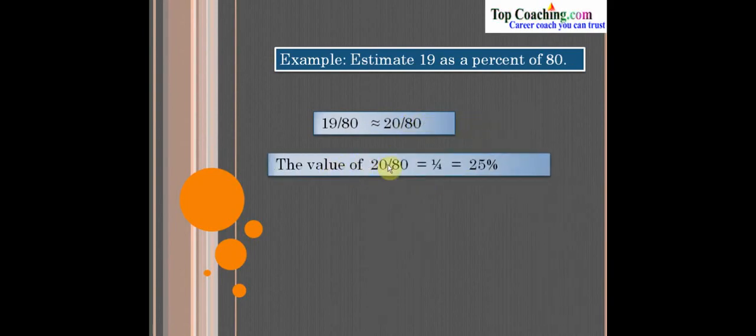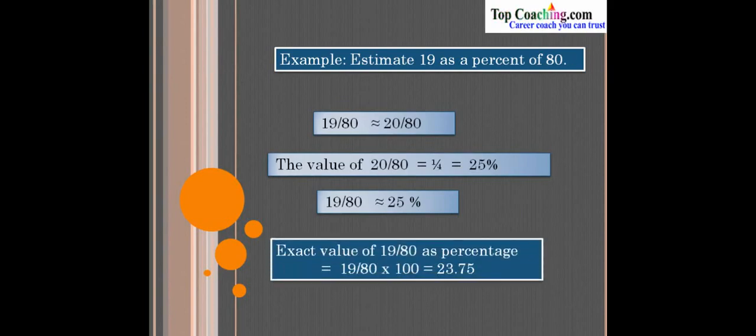Now 20 by 80 is equal to 1 by 4, and from the table we see that 1 by 4 is equivalent to 25%. So 19 as a percent of 80 would be approximately equivalent to 25%. This is an estimated percentage.